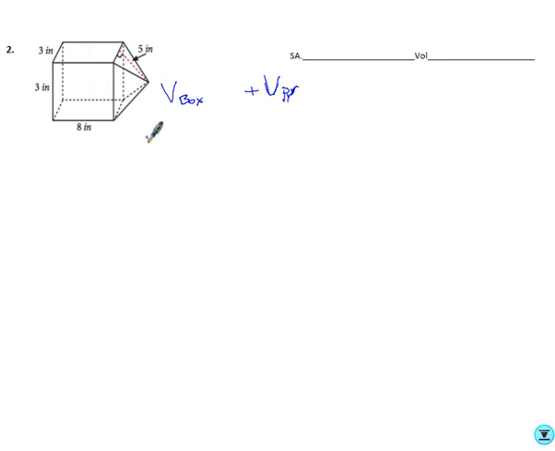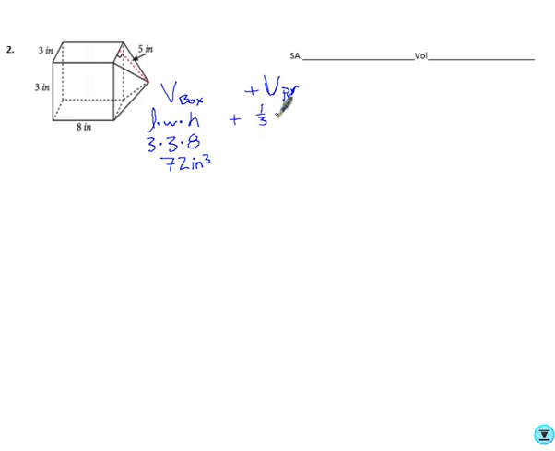Volume of the box, if you take a look at our formula sheet, the volume of that is length times width times height. So those numbers are all provided here, 8, 3, and 3. Those are the length, width, and the height. So we will just say 3 times 3 times 8. Order is not important. So when I multiply all of that together, I get that the volume of the box is 72 inches cubed.